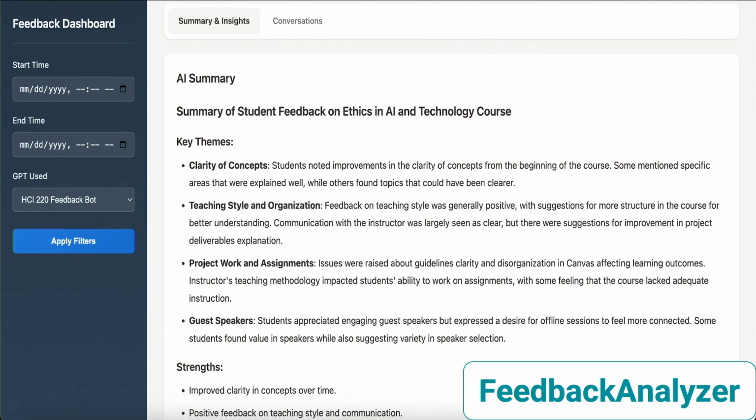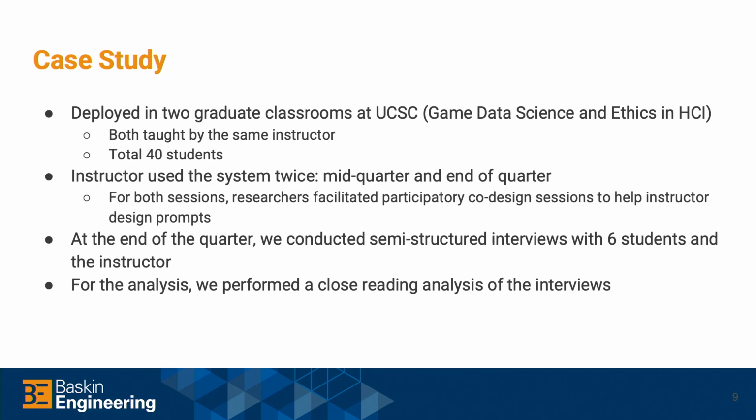And they're able to see which themes are being highlighted in the course by the students, and go from there and adjust their teaching accordingly. So we piloted this system in 2 graduate level courses at UC Santa Cruz, Game Data Science and Ethics in HCI. Both of them were taught by the same instructor, and we had a total of 40 students who participated.